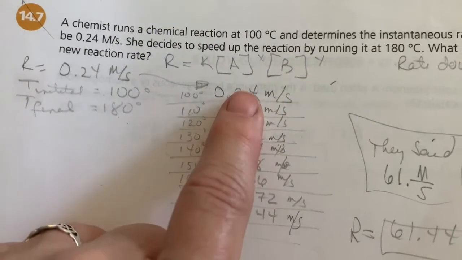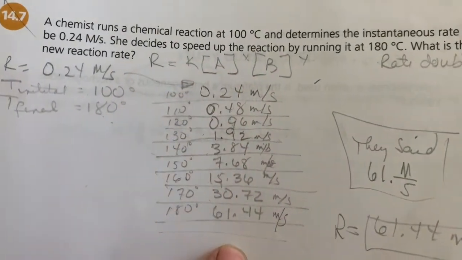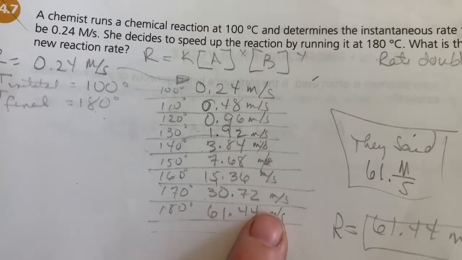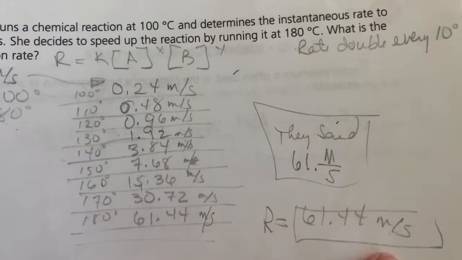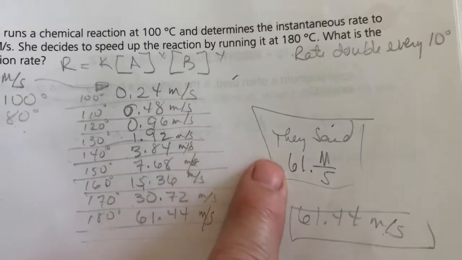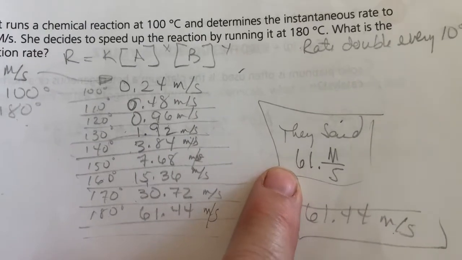But for me and my dyslexia, it's easier for me to chart it. So when I get to the bottom there, I get 61.44 m over s. So that was my answer. My reaction rate has gone up to 61.44 m over s. The book says just 61 m/s.